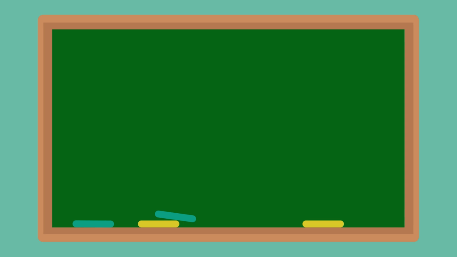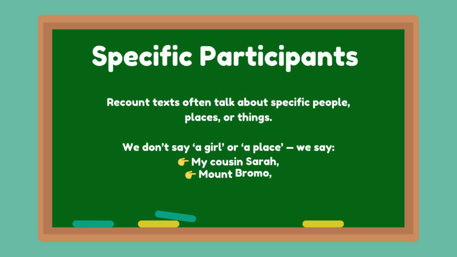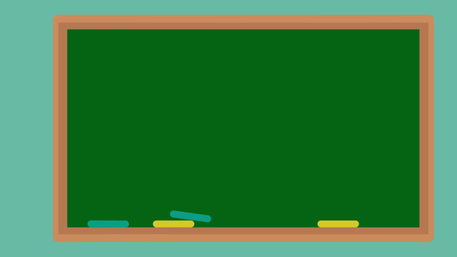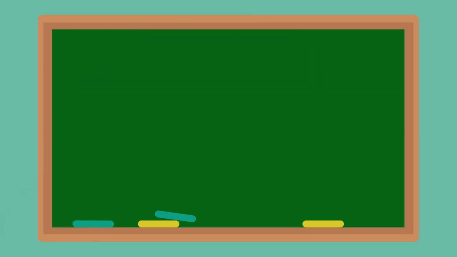The language feature number 4 is specific participants. Recount texts often talk about specific people, places, or things. We don't say a girl or a place. We say my cousin Sarah, Mount Bromo, the Jakarta Zoo. It helps the reader feel closer to the story, like they were there with you.